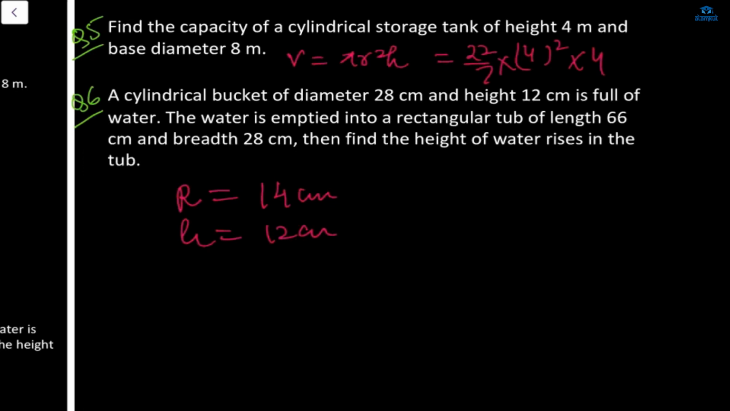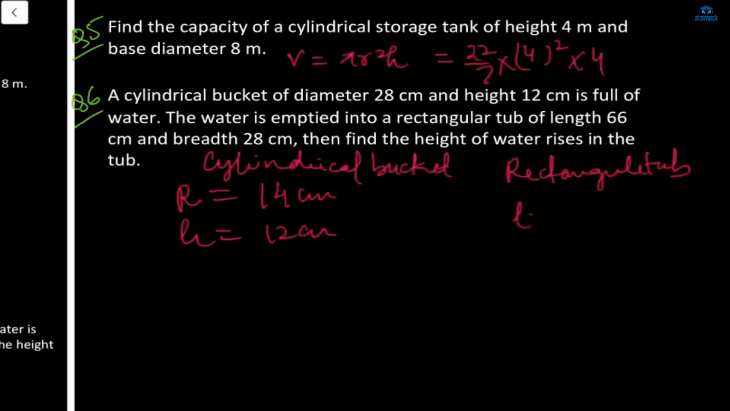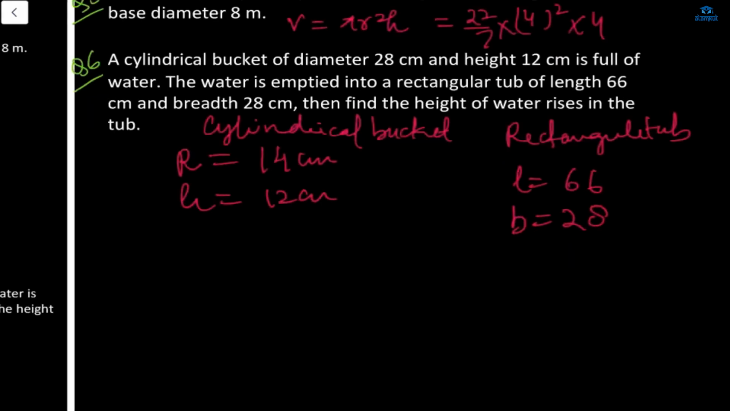This is the cylindrical bucket, and this is the rectangular tub. The rectangular tub's length is 66, breadth is 28, and the height you have to find. Then find the height of water rise in the tub. We don't have to find the height of the rectangular tub, we need to find out how much it has risen when we transfer the water. So we assume the height is h. Volume of cylinder is equal to volume of tub.